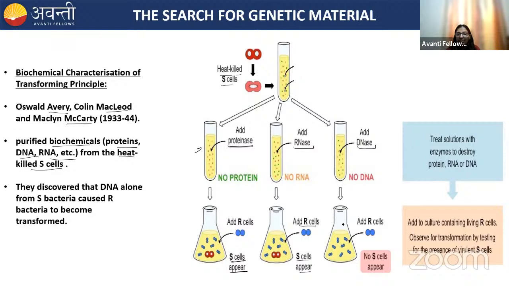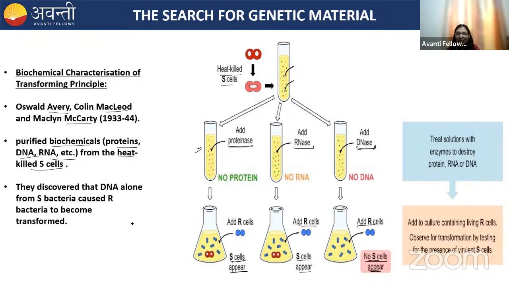So when he poured this culture into the R cells, he observed that no S cells appear, because the DNA is already degraded by the DNase enzyme. And we know that the DNA is the biomolecule which is transferred from the S strain into the R strain, that has converted this R strain into the S strain and causes the death of the mice. So from this experiment, it was concluded that the biochemical nature of the transforming principle is the DNA.